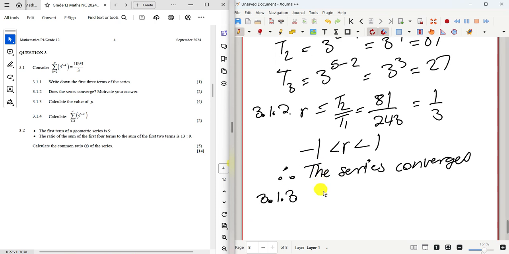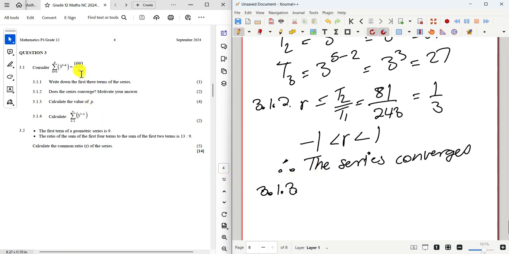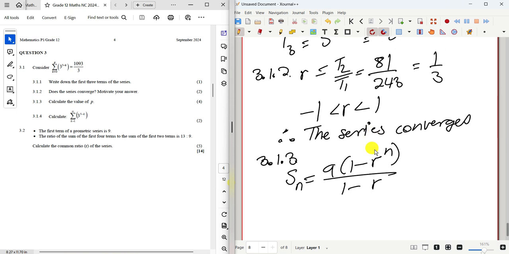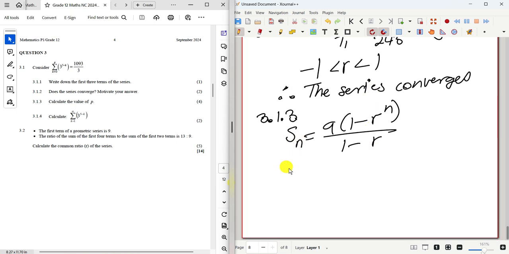Calculate the value of P. So here we have the sum of terms, it'll be equal to this. Because R is 1 over 3, we will say the sum of n equals A into 1 minus R to the n, all over 1 minus R. Now the sum of terms is, first, we need to know what this n is.